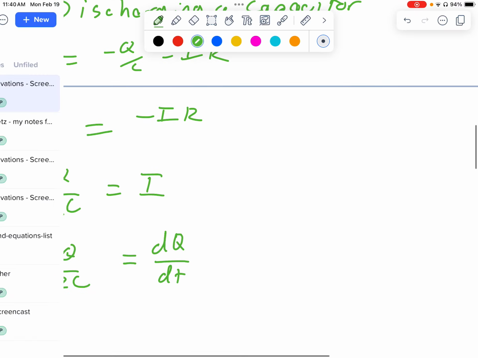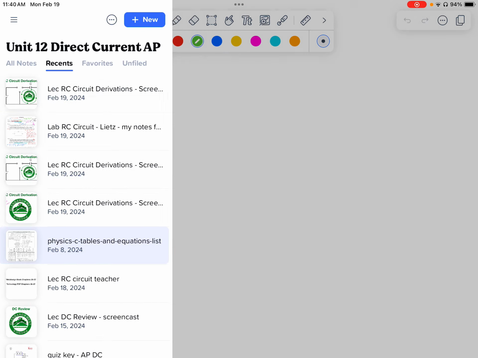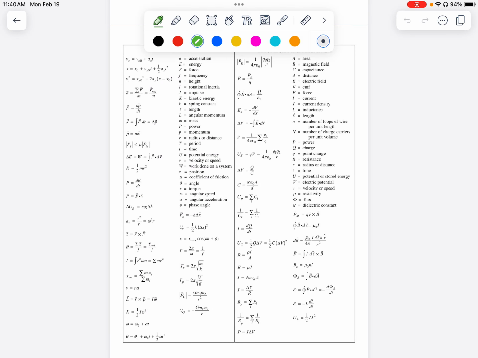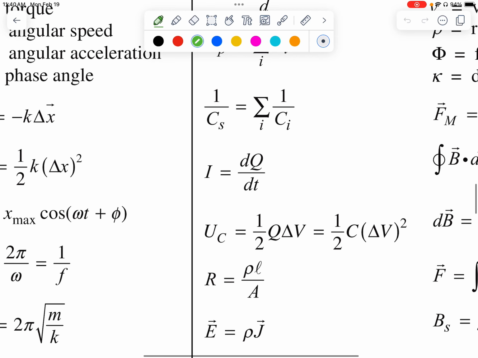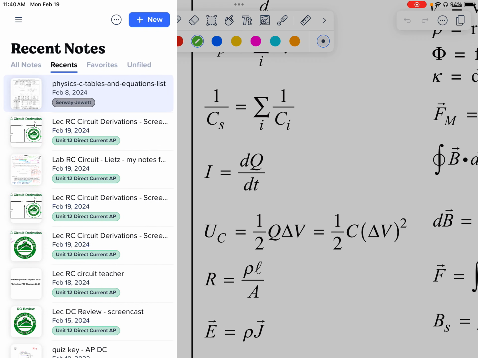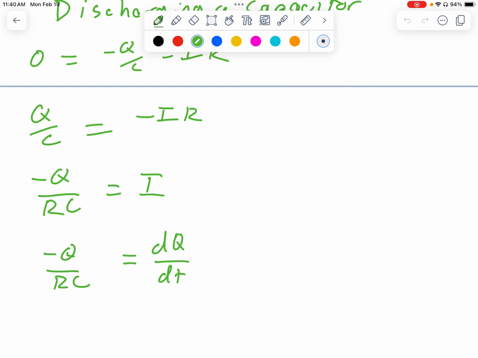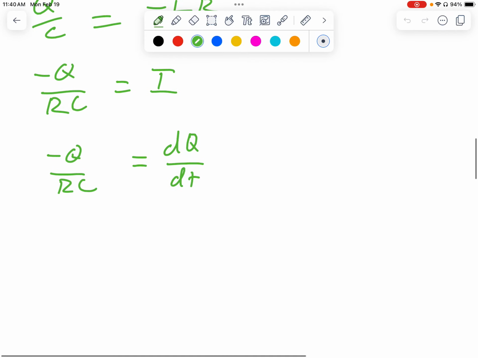They actually put this on the AP equation sheet, which I have somewhere over here. So here's the AP equation sheet, and if I zoom in, oh look, I is equal to dQ over dt. So if they're putting it on the equation sheet, it's pretty fundamental. It's pretty important.